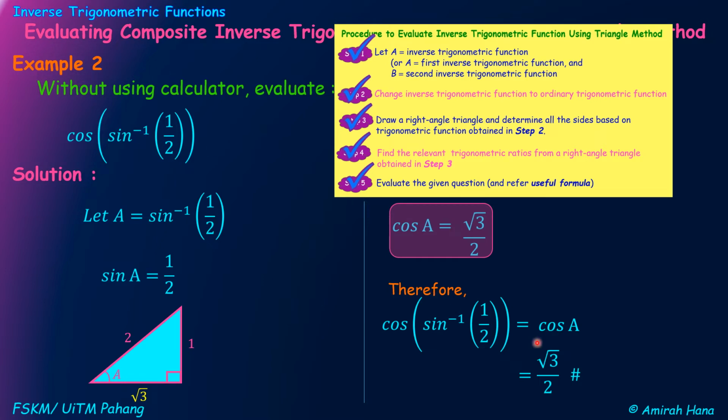We just leave the answer in fraction and root because we solve without using calculator. In this case, without using calculator means we use the triangle method. We can also check the final answer using a calculator, but if we use a calculator, we get the answer in decimal. If the question says without using calculator, you must leave your answer in fraction or maybe in root, right?